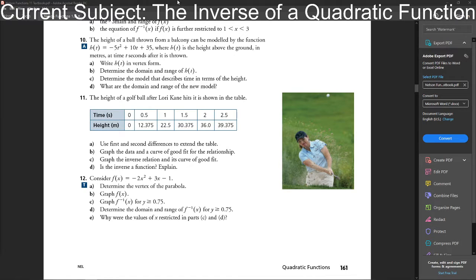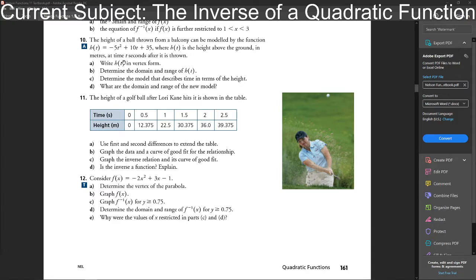Okay. The height of a ball thrown from a balcony can be modeled by the function, where h of t is the height above the ground in meters at a time t seconds. So write h of t in vertex form. Do I remember how to do this? Let me think.